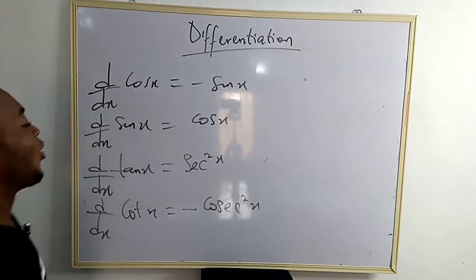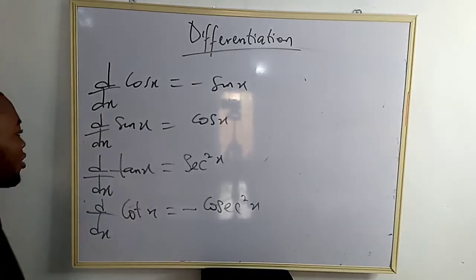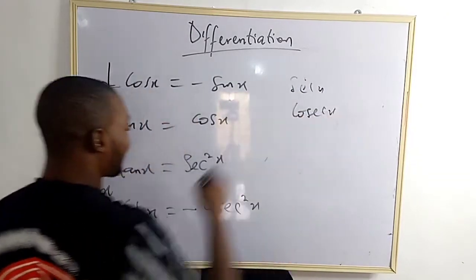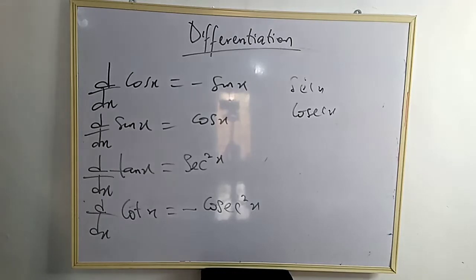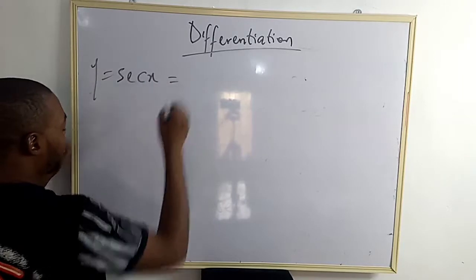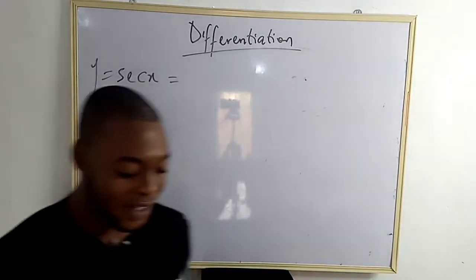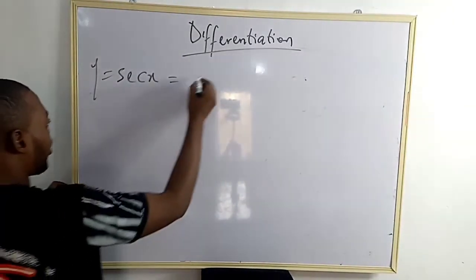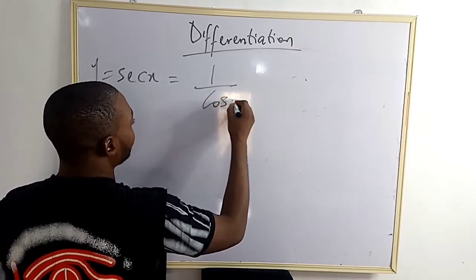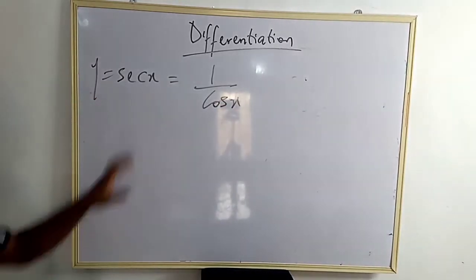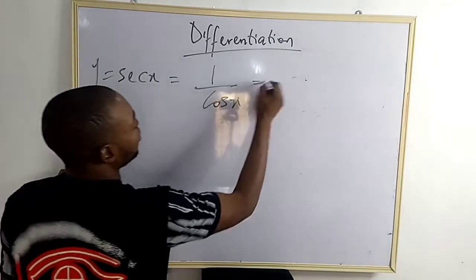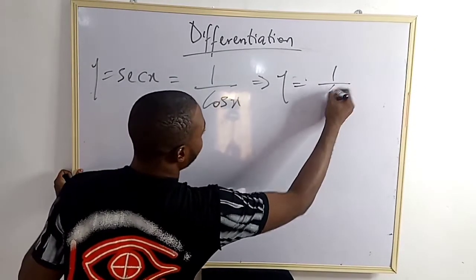So what's the next thing that we have to do? We haven't derived the derivative of sec x and cosec x, and that is what we're going to do in this particular tutorial. If y is equal to sec x, remember from trigonometry, sec x means 1 over cos x. Sec x is the same thing as 1 over cos x. So that means y is equal to 1 over cos x.